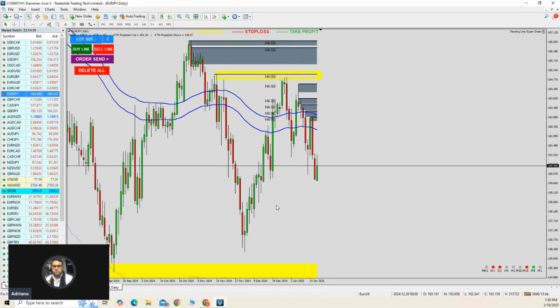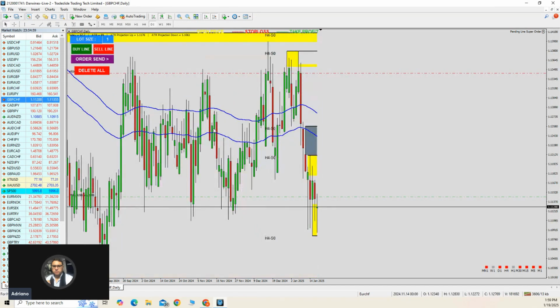I don't like to go for this many pips. I just focus my head to make at least 2 times, or 3 times more than what I'm risking.